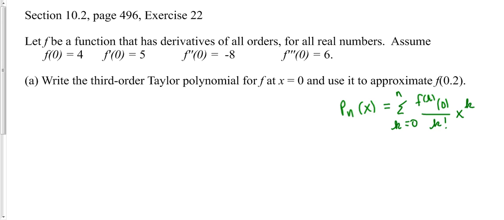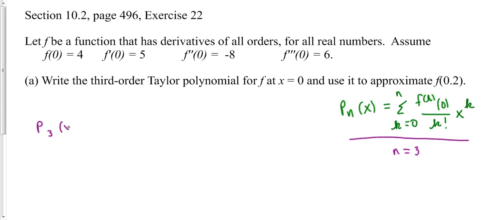So we need to start by reminding ourselves what the Taylor polynomial expression is, and I've already written it over here. So Pn of x is equal to the summation from k equals 0 to n of the kth derivative of f evaluated at 0 divided by k factorial times x to the k. And in this case, we want to use n equals 3 because we want to do the third order Taylor polynomial. So let's just write out the terms over here.